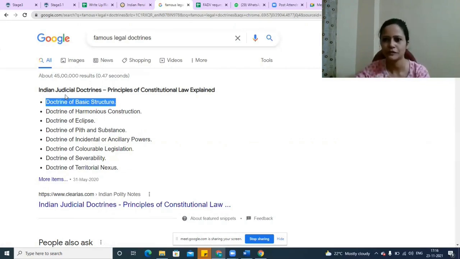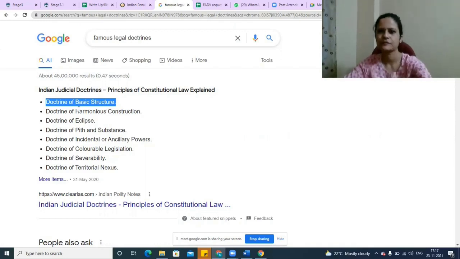sort of situations. Like I can give you the example of the doctrine of basic structure, which is the most famous doctrine for the Constitution of India. What is it? What is basic structure? Can you guess it from the name? Or have you heard this one? Basic, Constitution, I think Keshwananda Bharti case. Yes, Keshwananda Bharti case, right.